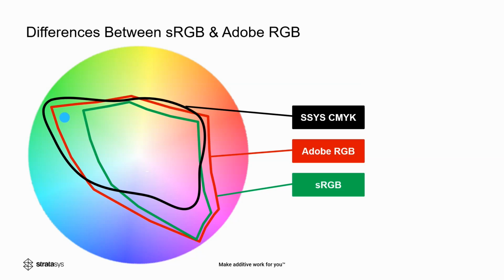Now you'll notice that there are still a small range of colors outside the Adobe RGB color space, but within the CMYK color space. These colors would be best reached by using, say, Pantone or CMYK input selections directly.